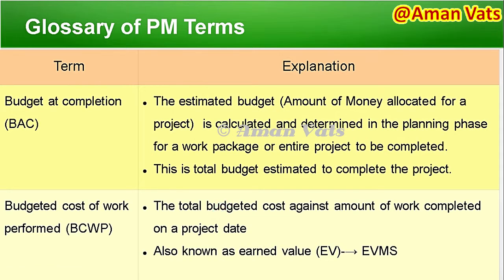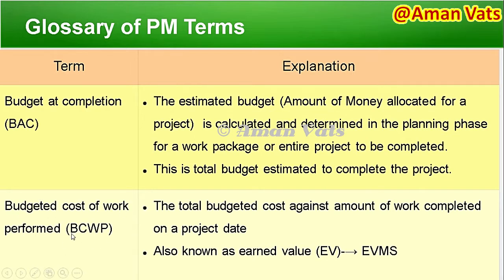Now, budget at completion. Of course, I will be talking about these terms when I take you through cost management, but let me tell you about budget at completion: the estimated budget amount of money allocated to a project. First of all, you must understand what a budget is. Budget is the amount of money allocated for a project. The estimated budget is calculated and determined in the planning phase for a work package or the entire project to be completed. This is the total budget estimated to complete the project. So budget at completion is BAC. We call it BAC: total budget estimated to complete the project.